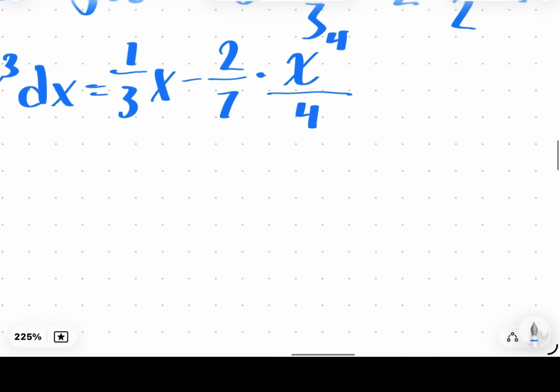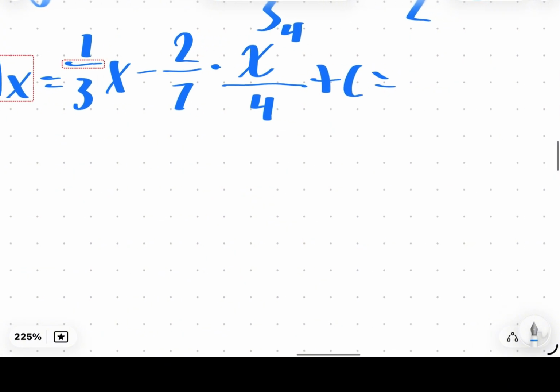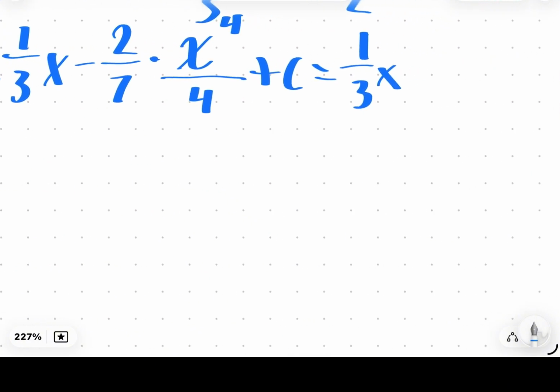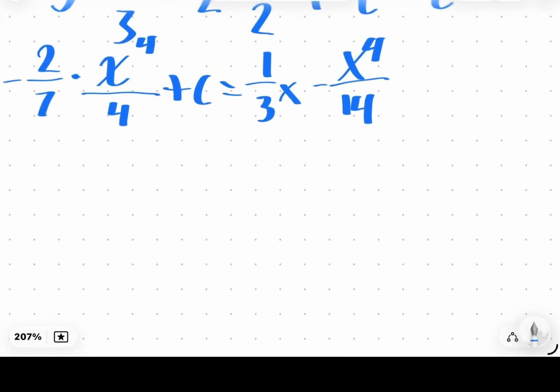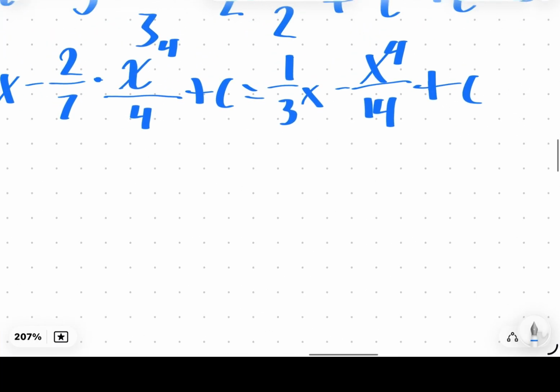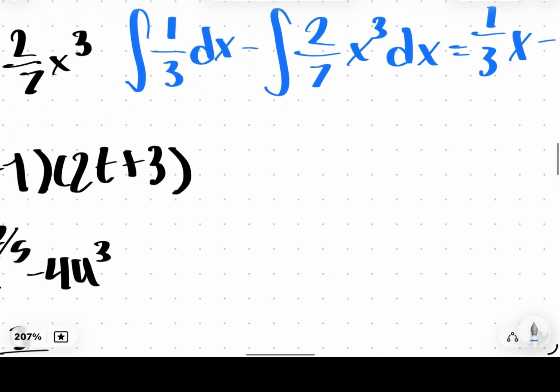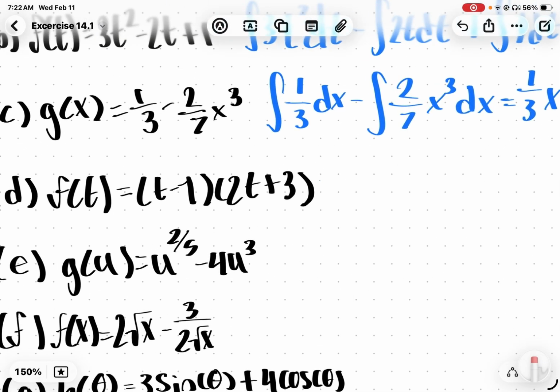So then plus c, and then simplifying, it should be 1/3 x minus x to the fourth over 14, and then of course plus c. All right, moving on to part D.